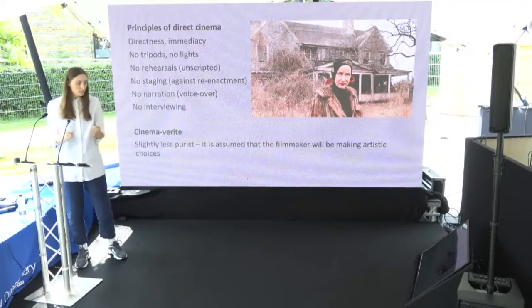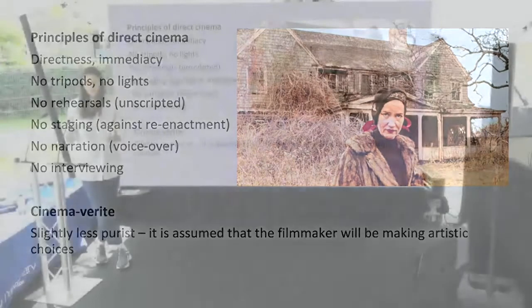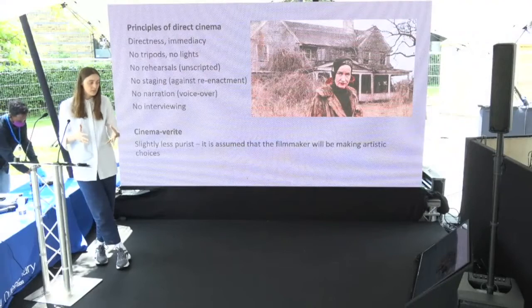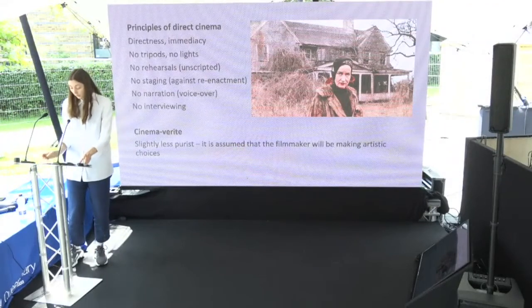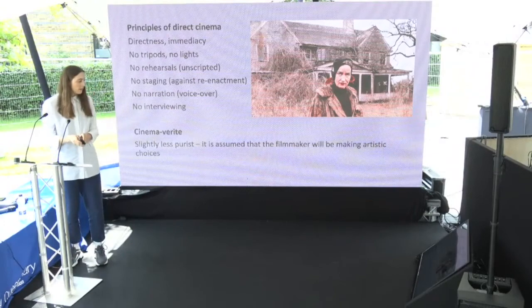So the key principles of direct cinema are directness and immediacy: no tripods, no lights, no rehearsals, no staging, no narration, no interviewing. And as you can imagine, all the reasons these specific things are listed is because they were what documentaries were made of just before. And again, a lot of this became very influential over the decades that followed, and it might seem really familiar to us, but it was extremely new and unfamiliar at that particular moment.